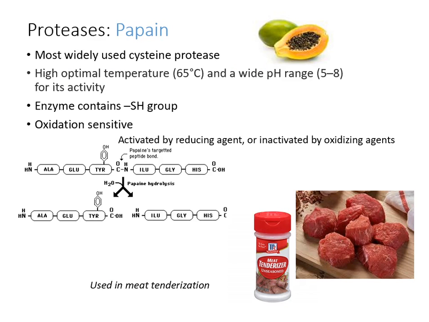Papain is a cysteine protease enzyme. It's present in papaya fruit. It has a high optimal temperature and it's active over a broad range of pH levels. Its maximum activity appears to be in the range of 5 to 8. So this enzyme contains thiol group.